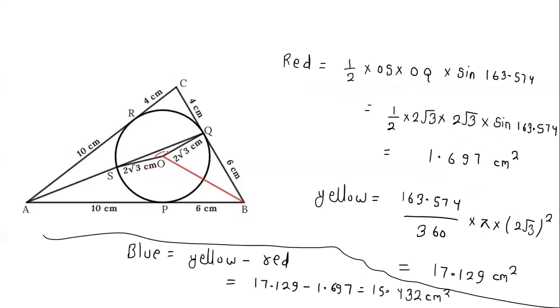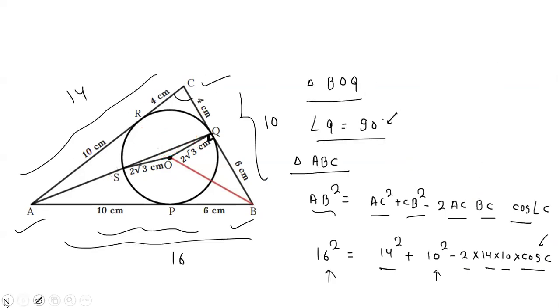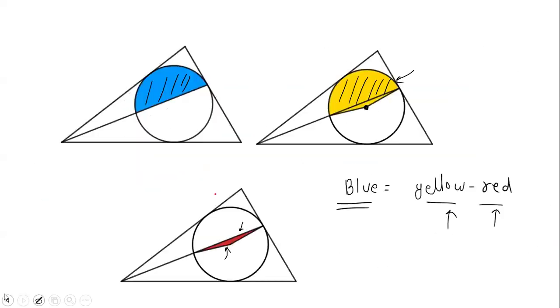Now we also know this angle, which is 163.574. So we can also calculate this sector area, which is this whole area. So how can we calculate this? Just this angle divided by 360 multiplied by pi times the circle radius, which is 2 root 3, squared. So after simplifying this, it will come as 17.129 centimeter square. So this is this yellow area that I showed you previously.